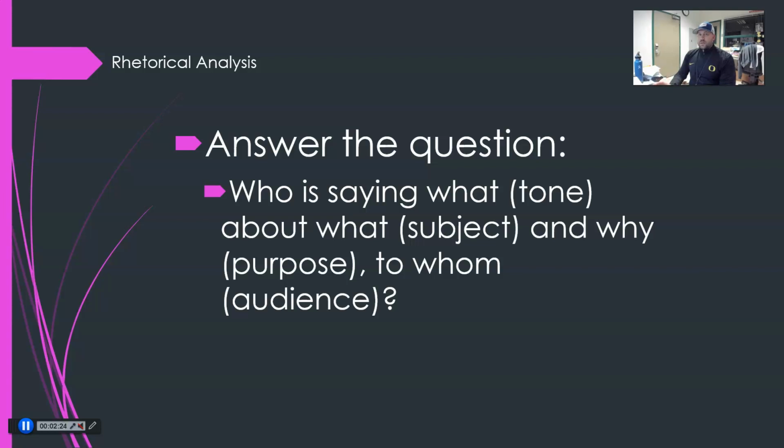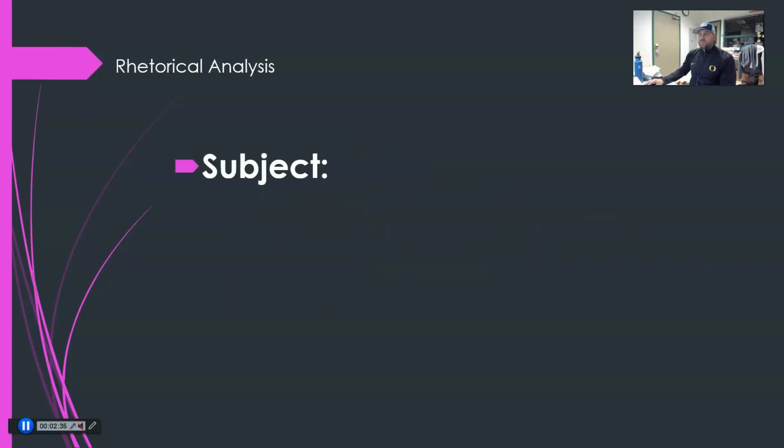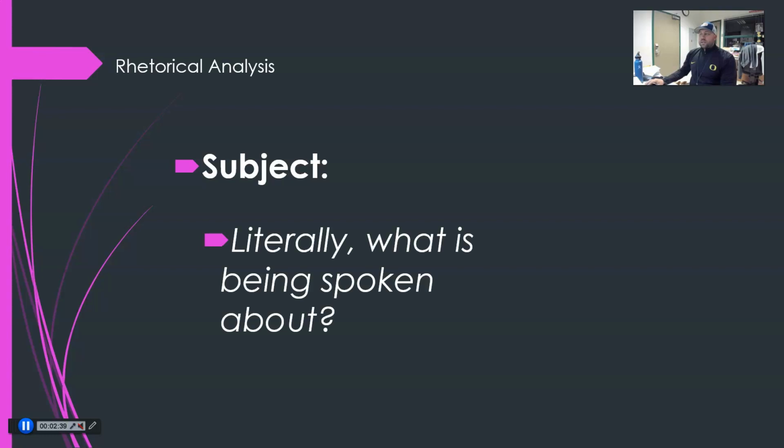If you can answer that very basic, a little bit convoluted, but very basic question, you're going to be able to write this essay no problem. That's the key thing you have to do there. So, when we think about the subject, the subject is literally what is being spoken about. That's what we have to remember here. Just literally what is the topic of discourse.